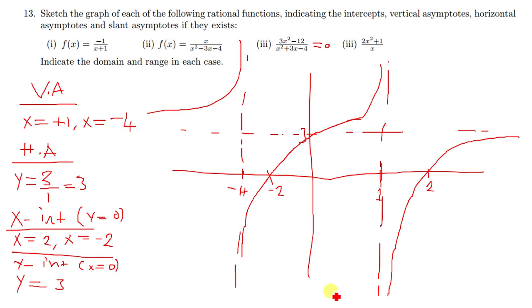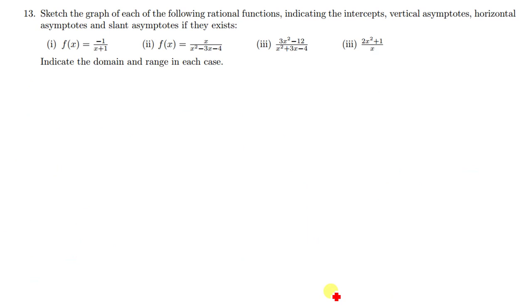So let's try now to sketch the last question there. I think it's the only question that has the slant asymptote. Why do I say so? Because the numerator's power there is greater than the denominator's power.